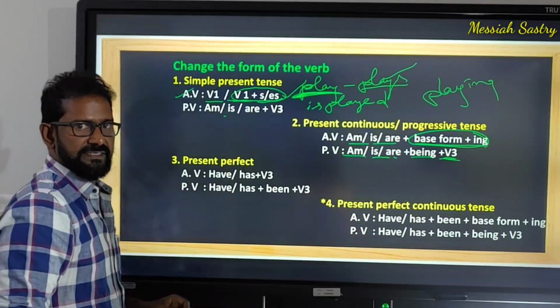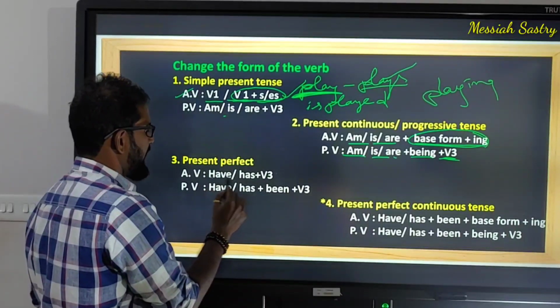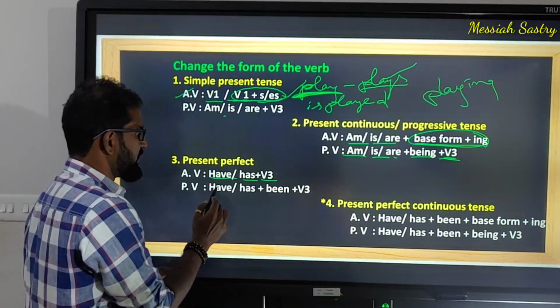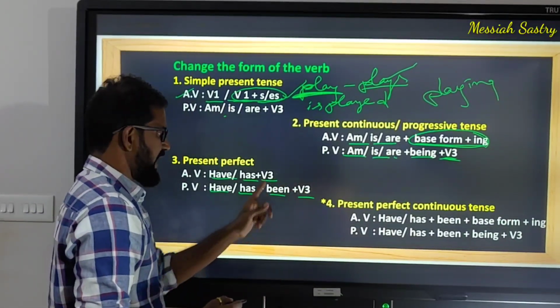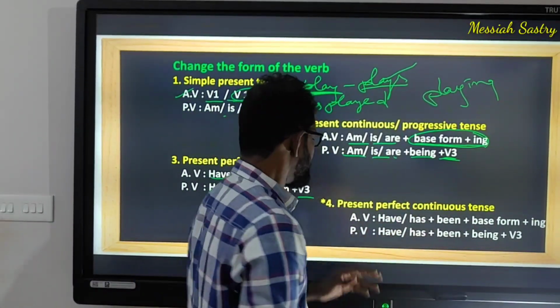Next, present perfect. What is the form of present perfect? Active form: have, has plus V3. Have played, has played. Passive form: have, has plus been plus V3. Have been played, has been played. The present perfect continuous tense.